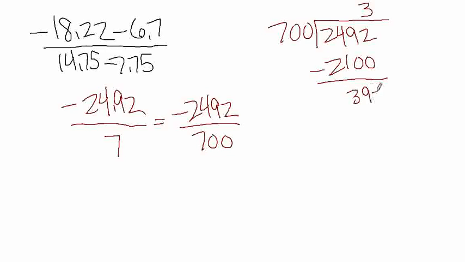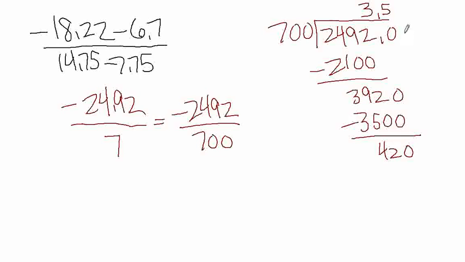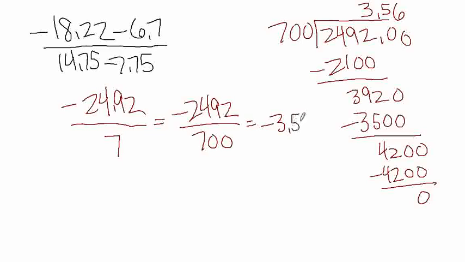So I get 392. Now it goes into 3,925 times. And it goes into 4,206 times. All right, and there we go. So now I make that a negative decimal, and so my answer is negative 3.56.